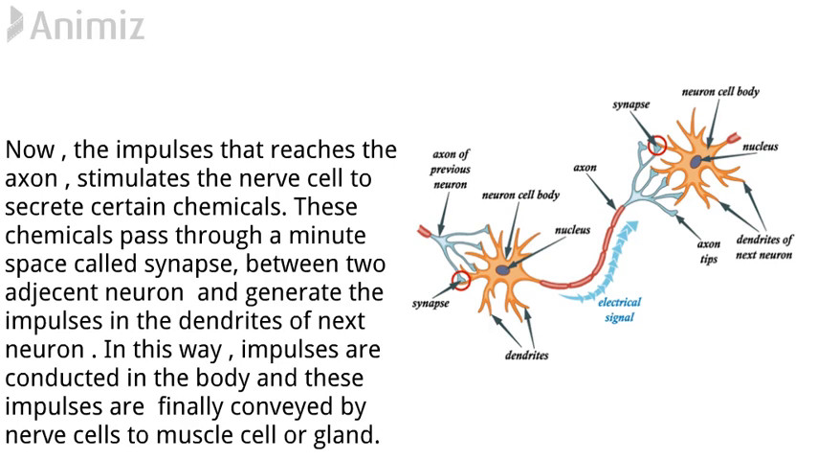These chemicals pass through a minute space called the synapse between two adjacent neurons and generate impulses in the dendrites of the next neuron. In this way, impulses are conducted in the body, and these impulses are finally conveyed by nerve cells to a muscle cell or gland.